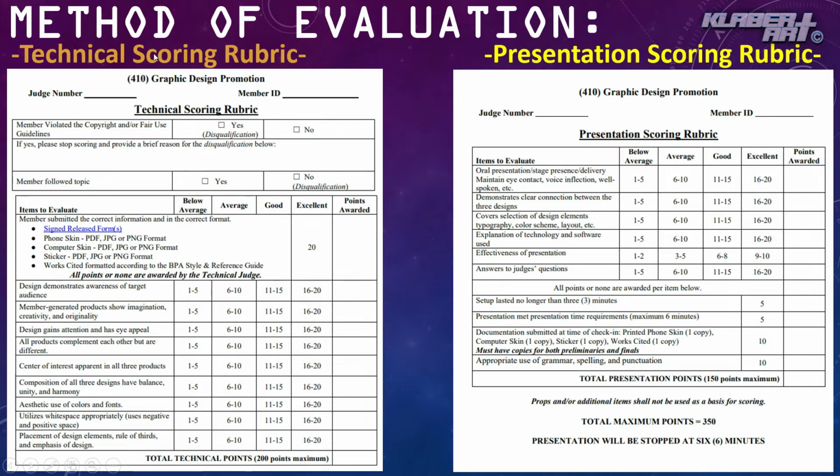So this is a technical scoring rubric. This is one of the ways you're being scored. This is your pre-judge, and this is your presentation scoring rubric. So you could do really well on technical, and then you could literally just do horrible at the presentation, or you could do mediocre at the technical scoring rubric, but really knock it out when you present it.